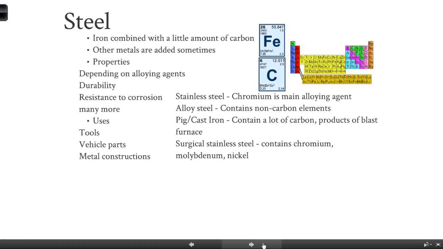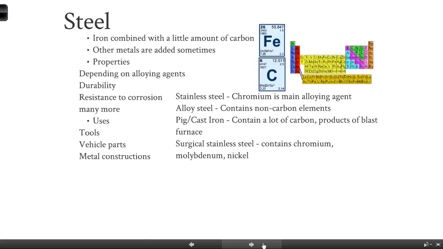Steel. So steel is actually an alloy. It's mainly iron, but they've added a small amount of carbon, and this is our exception. This is the one alloy that isn't a mixture of metals, because carbon technically is not a metal.